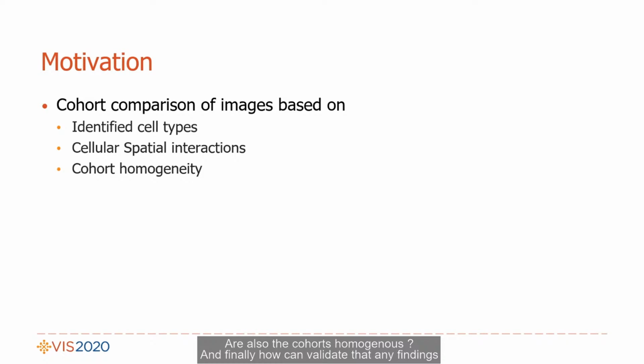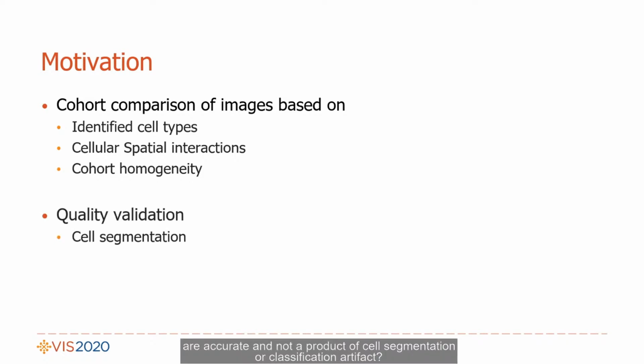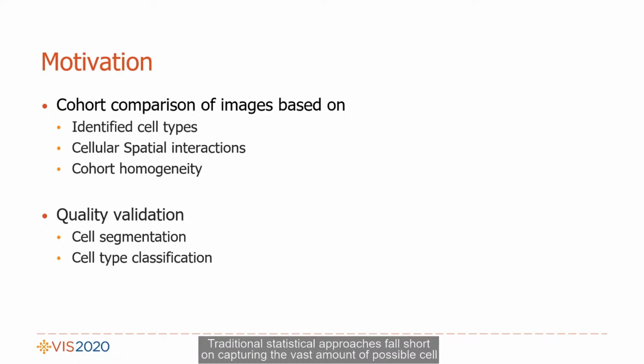And finally, how can we validate that any findings are accurate and not a product of a cell segmentation or classification artifact? Traditional statistical approaches fall short on capturing the vast amount of possible cell type combinations and the uncertainty introduced from the far from accurate cell segmentation and classification. Hence, to answer these questions, we developed a workflow for the visual comparison of two cohorts of segmented and classified tissue images with distinct clinical characteristics.